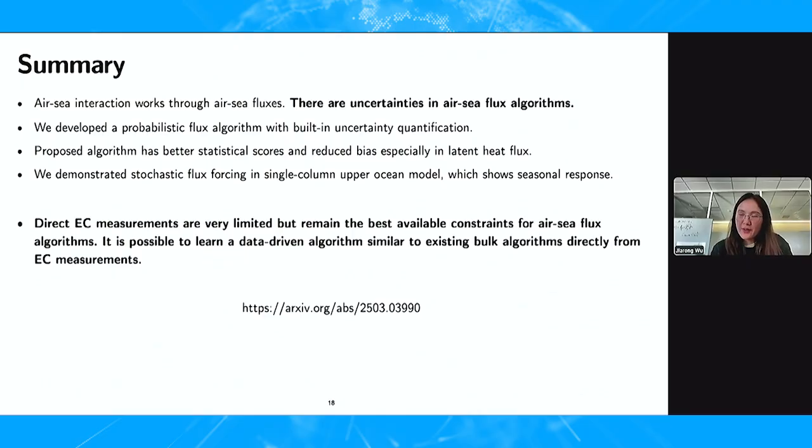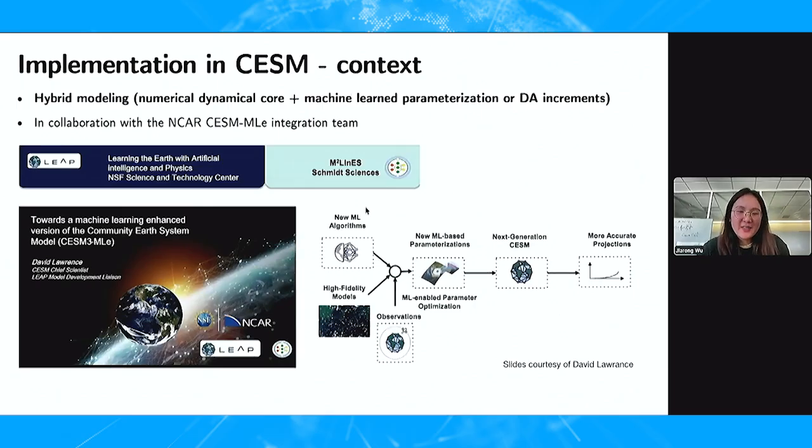And I think for the last 5 minutes or so, I will go through some preliminary results of the implementation of this in a coupled CESM model. And the context is that people have been pushing for hybrid modeling, so a dynamical numerical core plus machine-learned parameterization. And this is in collaboration with the NCAR CESM ML integration team. So they are developing a machine learning enhanced version of the next generation of CESM.